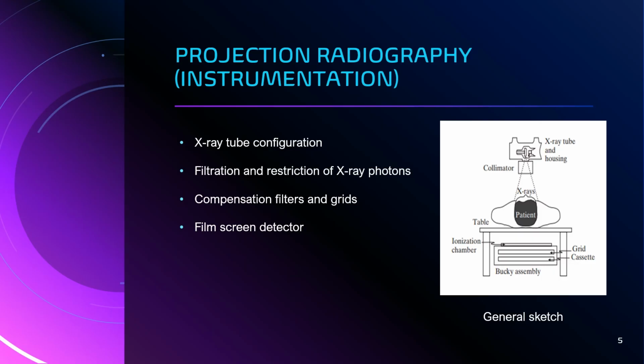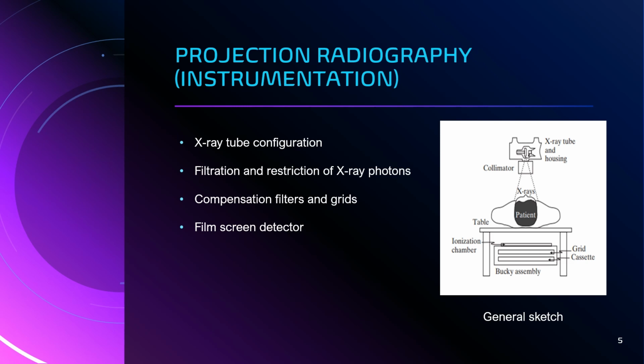So what basically is projection radiography? Projection is basically collapsing the dimensions. In our case, we are going to talk about a 3D volume that is collapsed and projected to a 2D plane. This is the reason it is known as projection radiography.